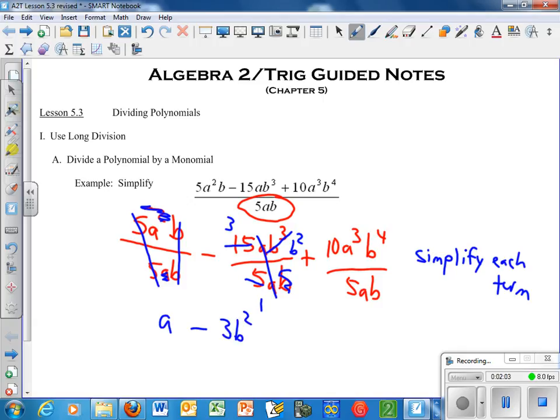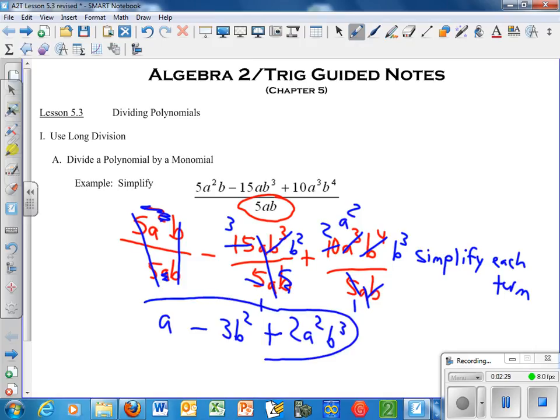And then on the third term here, 5 goes into 5 once and into 10 twice. The a cancels with one of these and leaves me with a squared. This b cancels with one of those and leaves me with b to the third. So if you notice for the last term, I have 2a squared b cubed. So you end up with this answer for that problem.